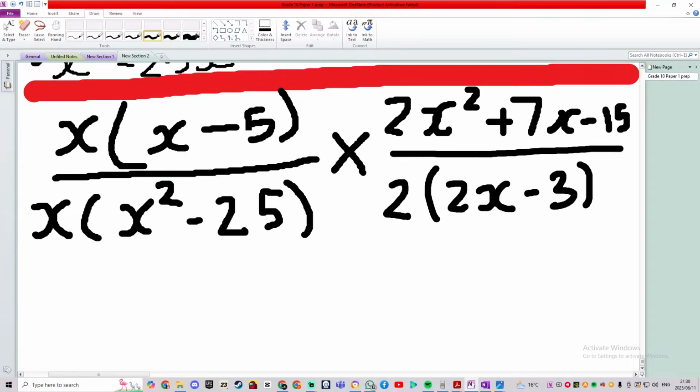So I'm still not done. The top over here, there's nothing I can do. I'm going to keep it like that. The next one below that, I can factorize even further. So I'm going to keep the top as it is.